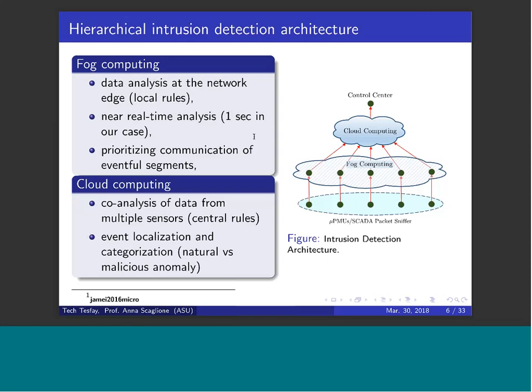This also allows us to do prioritization whenever we detect an event using this local analysis. We prioritize those packets that identify this event and send them to the cloud computing, and at the cloud computing, we incorporate more input sources, and we are able to have a more refined conclusion about what kind of activity it is, and we are also able to localize this event that happens at a certain location in the grid. So we have two components: the fog computing component at the network edge and the cloud computing component at the central edge, which encompasses several inputs from different locations.